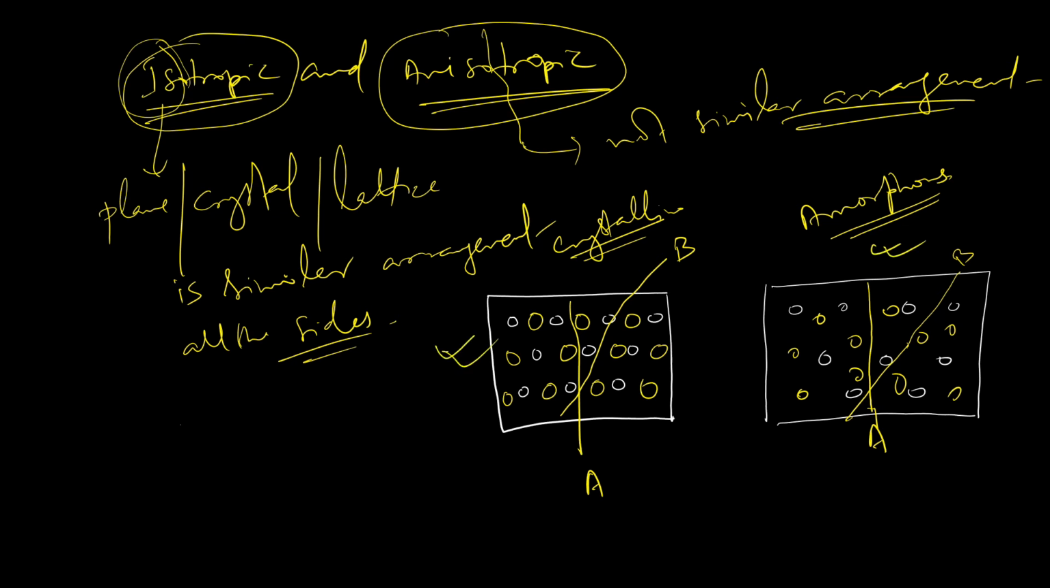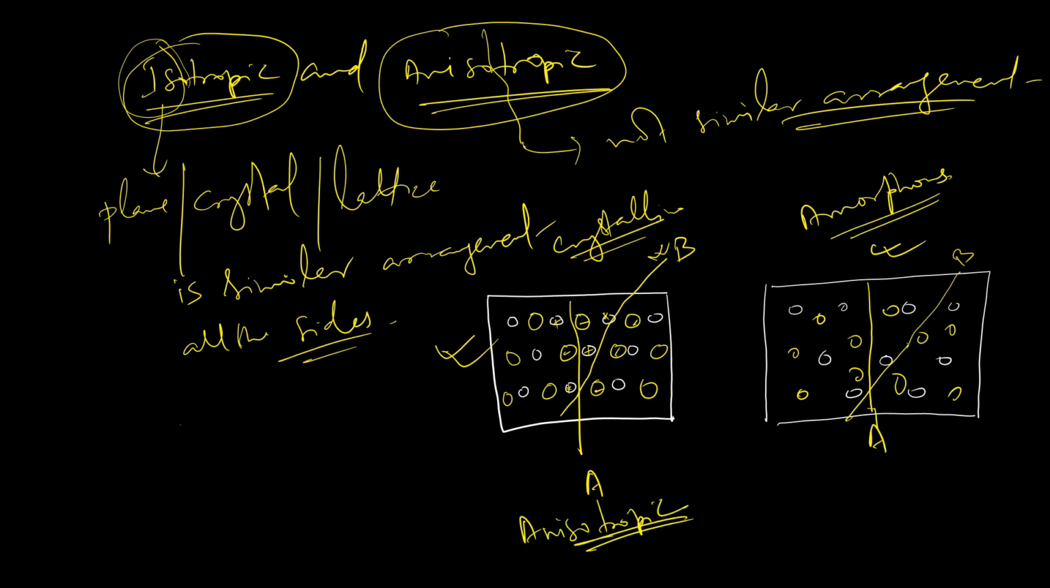Now in crystalline, what is happening? If we draw line A, on the left hand side you see positive, negative, positive. Then on the right hand side, negative, positive, negative. If we are talking about line B, on one side it is positive, positive and positive, and on the other side negative, negative and negative.